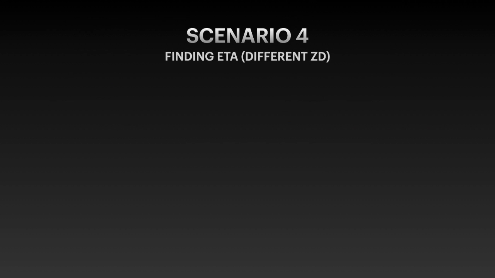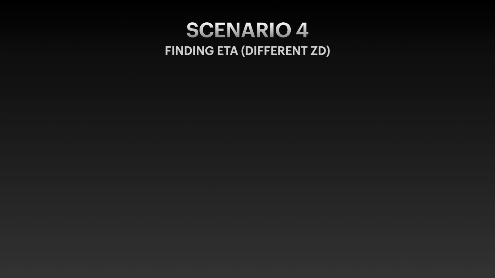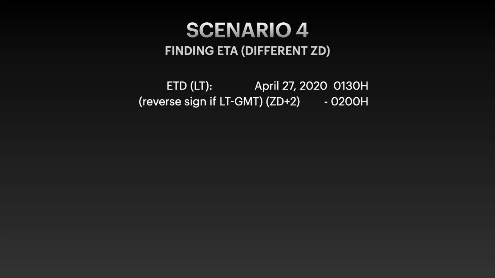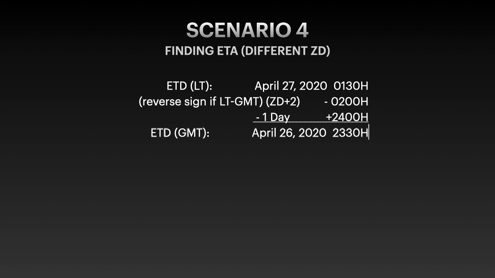So again, para makuha natin yung estimated time of arrival with different zone descriptions, first, ang gagawin natin ay i-convert yung estimated time of departure to GMT. So again, reverse sign if local time to GMT. In our case, ang zone description natin is +2. So, gagawin natin siyang minus 0200 hours. At dahil nakikita natin na pag pinag-minus natin siya, magne-negative yung oras natin. Magbabawas na tayo na isang araw dun sa month natin and mag-a-add tayo ng 24 hours dun sa time. So, ang estimated time of departure na natin in GMT is April 26, 2020, 2330 hours.